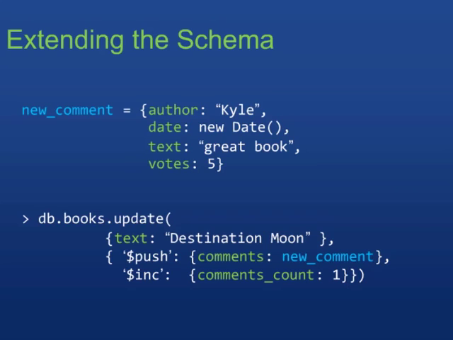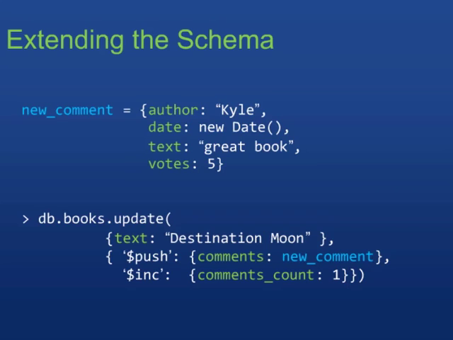What this does is push a value onto an array. So when I say push: comments: new comment, what this is telling the database to do is on this document with the title destination moon, I want there to be a comments attribute that is an array, and I want you to push this new comment onto that array. Now, if the array doesn't exist, MongoDB is pretty smart. It'll add the array. I didn't need to tell the database that there was a new field. It simply adds it into the document.